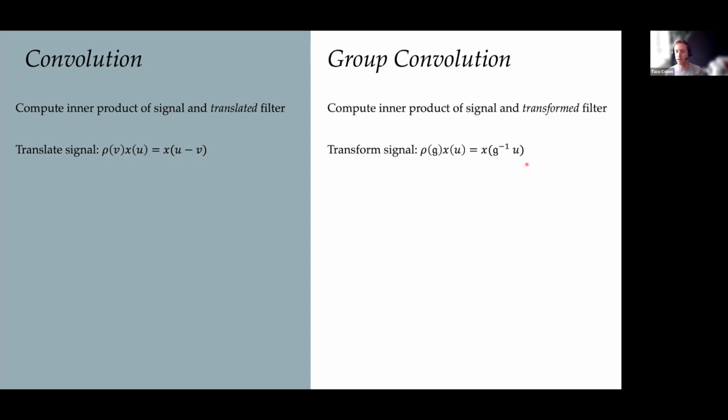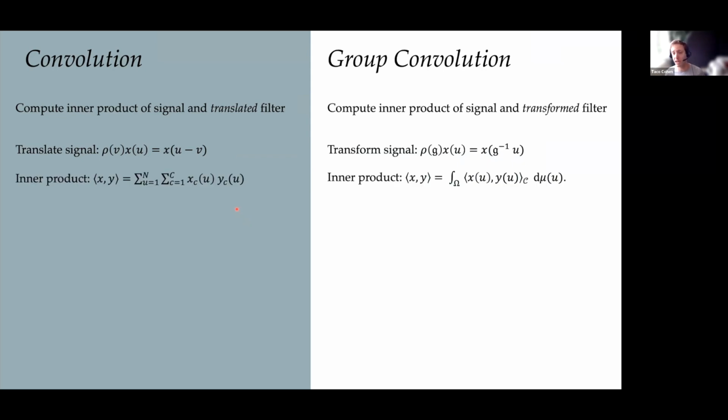And there's a completely analogous equation for a general group. The only thing that changes is that now G is an element of our group. When we apply it to our signal and then index the signal at U, that's going to be given by the original signal indexed at G inverse U.